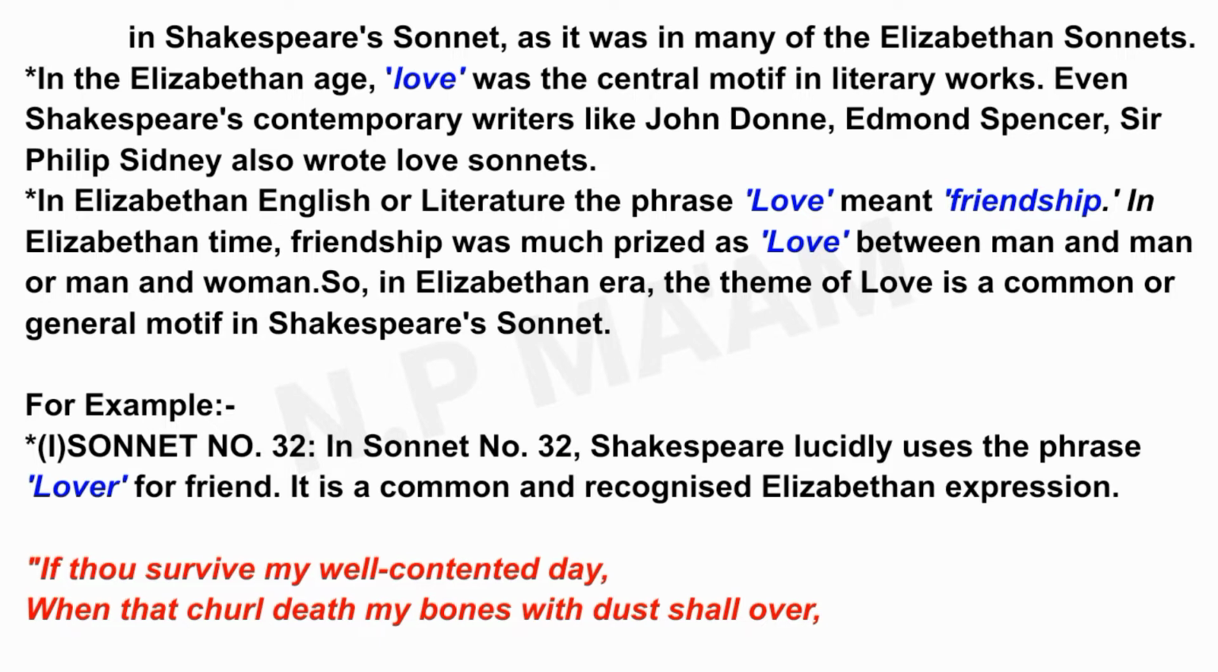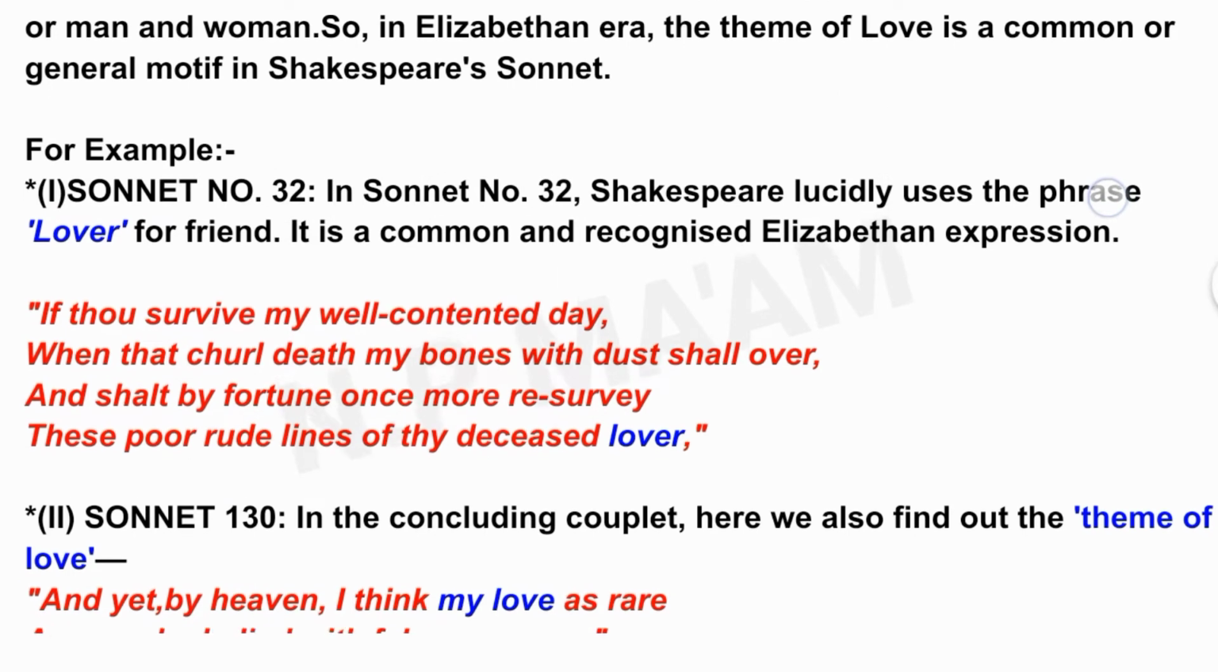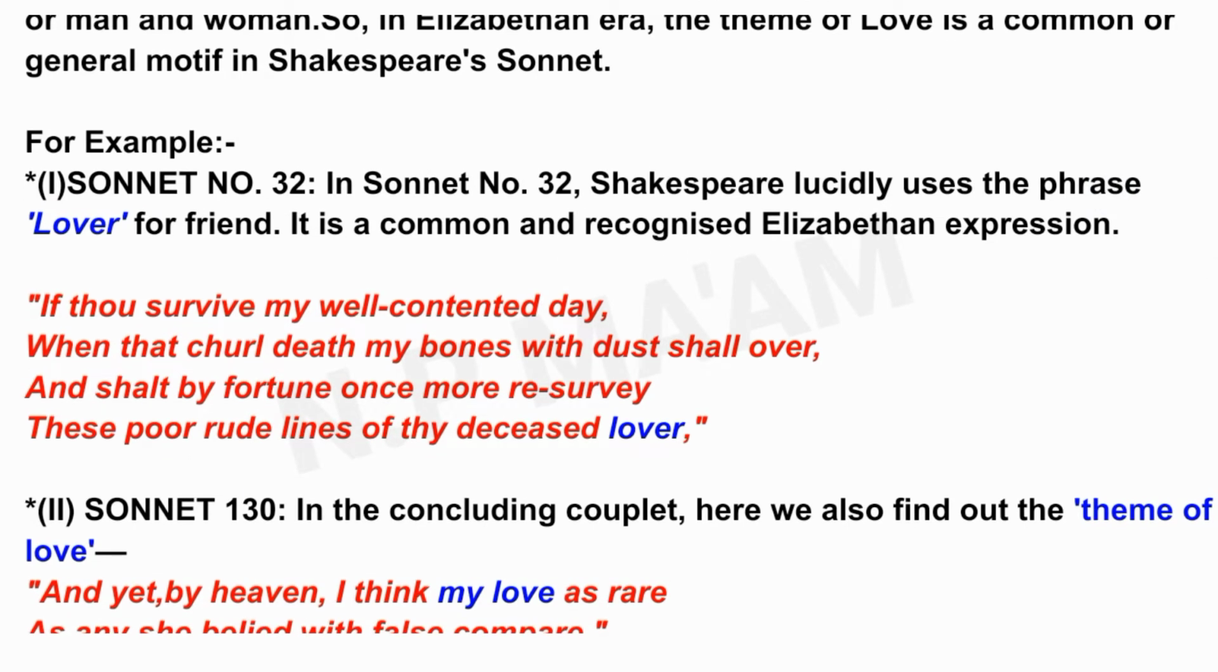Students, if we go through all of Shakespeare's sonnets one by one, we find that love is the central motive in his sonnets. For example, sonnet number 32. In sonnet number 32, Shakespeare uses the word lover for friend. It is a common, recognized Elizabethan expression.